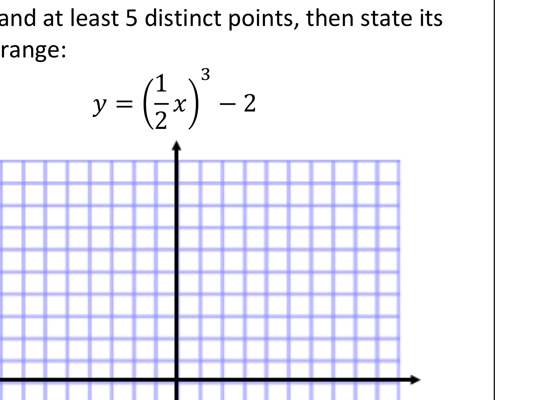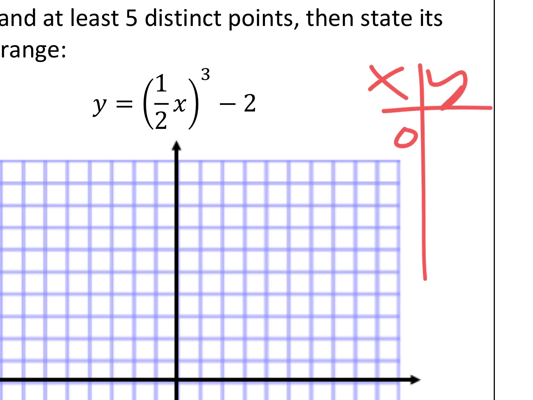Okay, so XY chart, I'm going to stick in anything I want. I want to stick in 0. And I will get half a 0 is still 0, 0 to the third still 0, -2 is -2. And is 1 point enough? No. In fact, we require 5. I know it's kind of a pain, but 3 points even. If I just graph 3 points, are you for sure how it's going to go through those 3 points? No, you probably need about 5 points. So that's what you have to do on the test too.